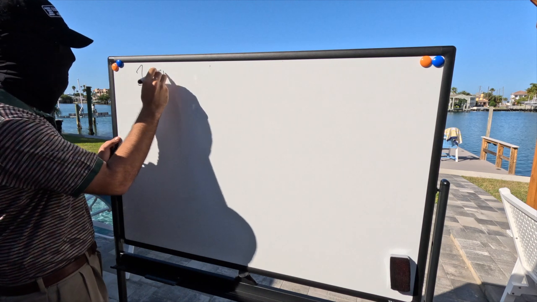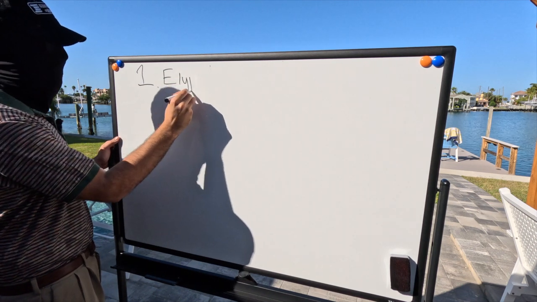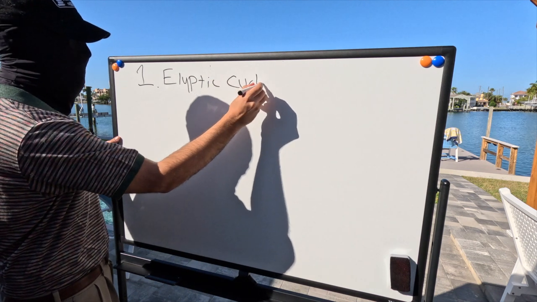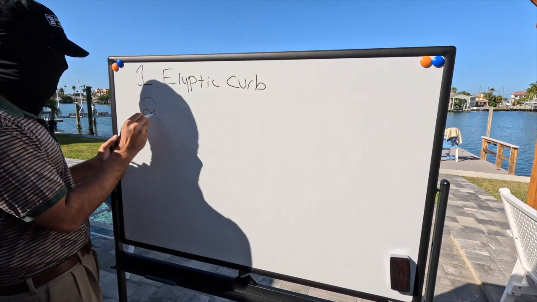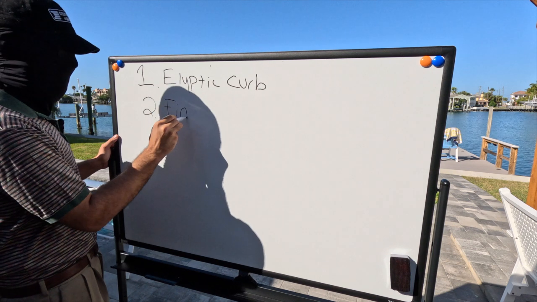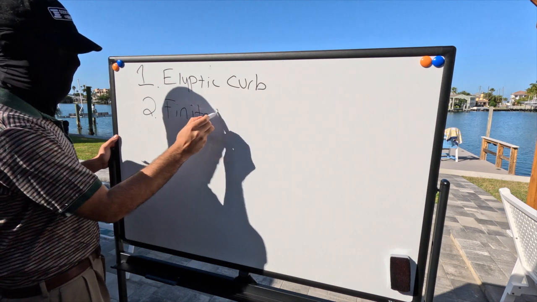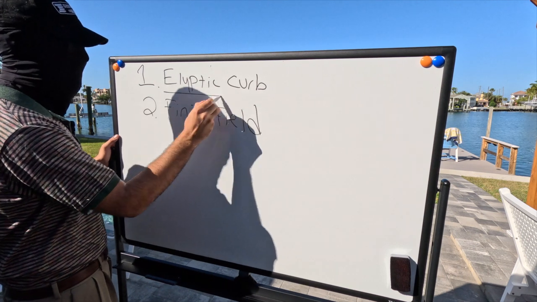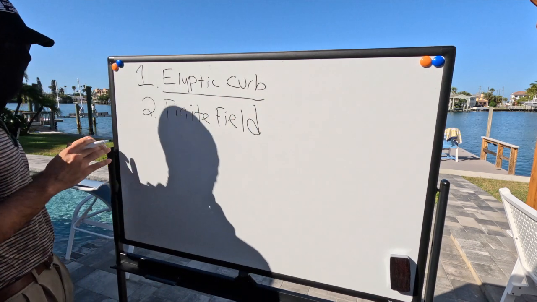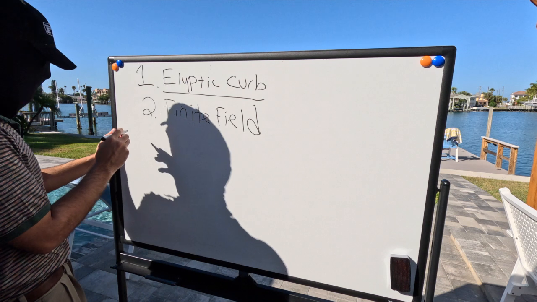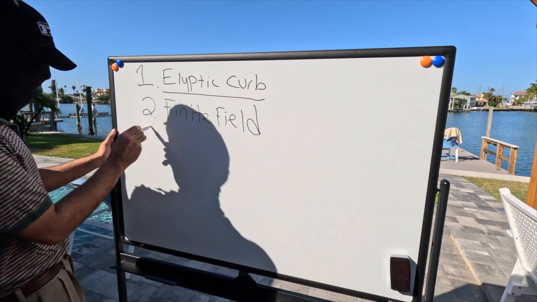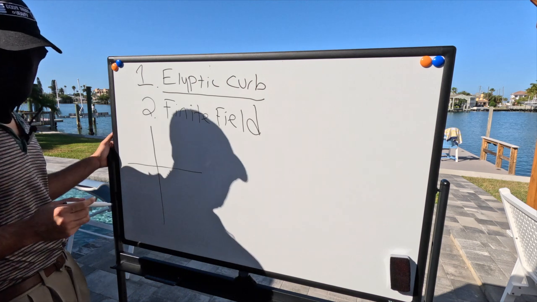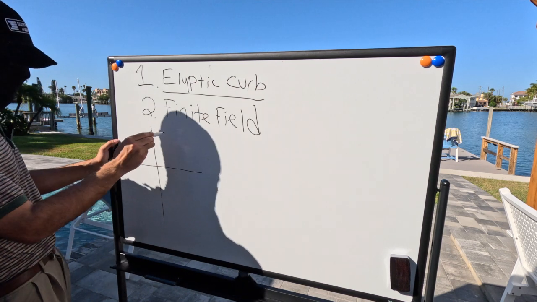Number one being the elliptic curve. Number two is the finite field. All right, let's start with the elliptic curve. The type of elliptic curve that's used, and I'll draw it out first, is the SECP 256K curve. And it looks like this.